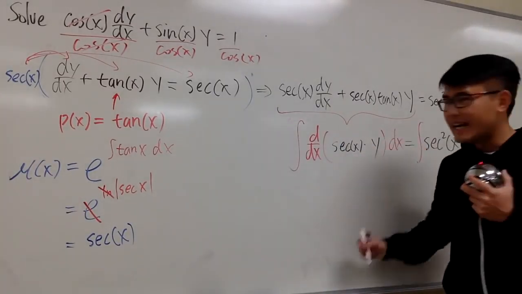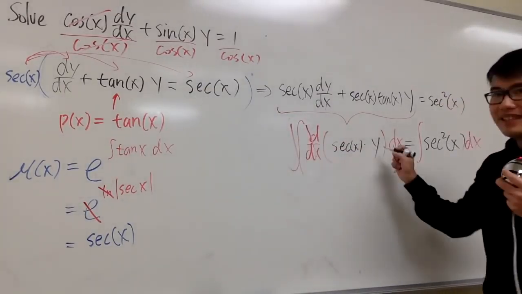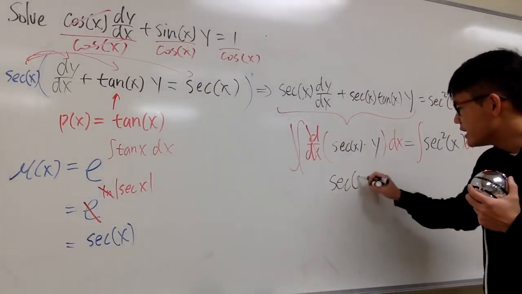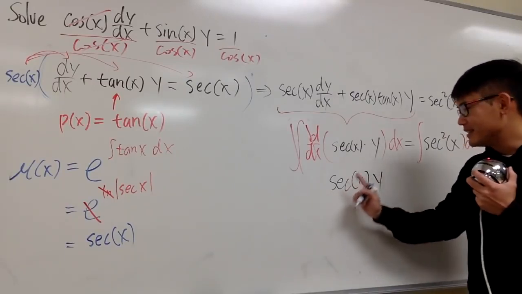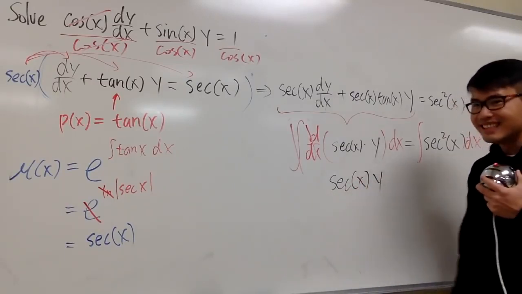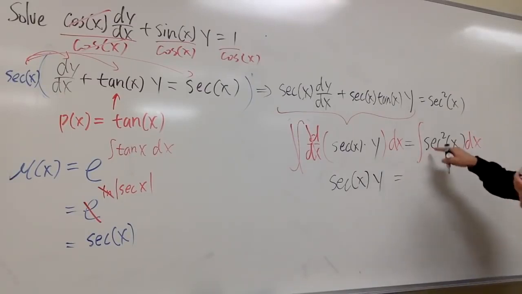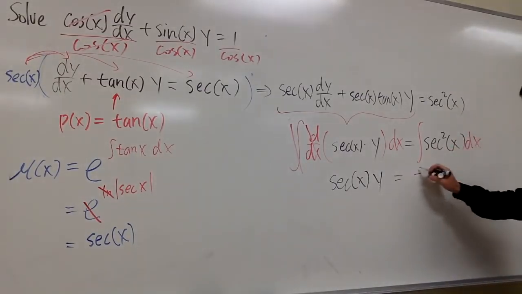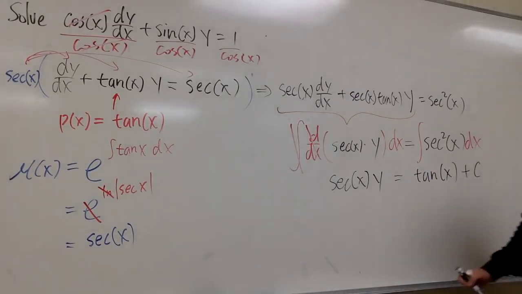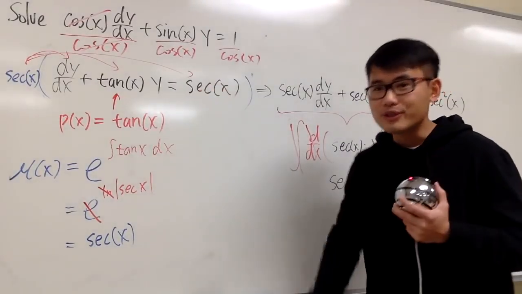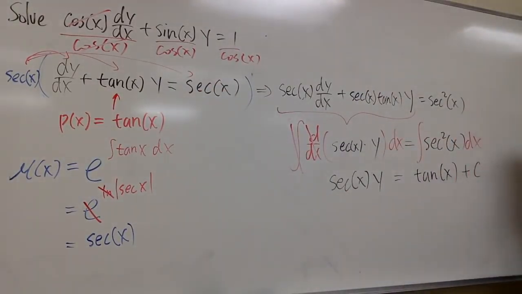On the left hand side, this and that will cancel, and we'll just have this, right? So let's write down secant of x times y. I know this looks sexy, but this is secant of x times y. And then this is equal to the integral of secant square of x. This is just tangent of x. And then right here, I will put down the plus c. And this is because we are solving that differential equation. This is the constant that we need.